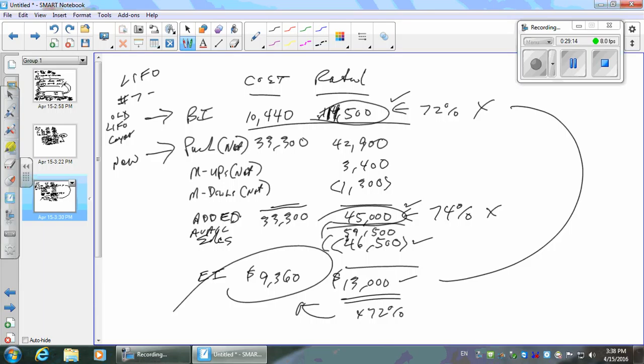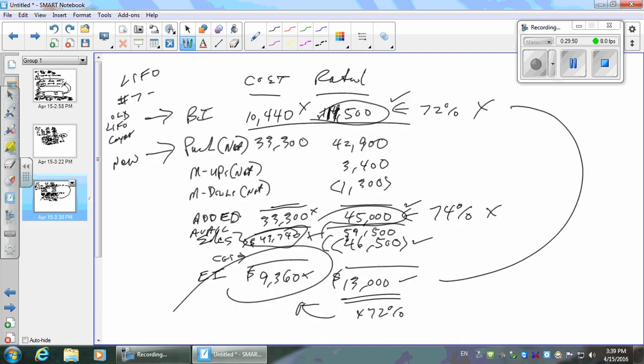Are we good? What's the cost of goods sold? You can say 10,440 beginning plus 33,300. How much is available? Those two added together is how much? 43,740. Right? That's what's available. What's my cost of goods sold? Must be the difference between 43,740 and 9,360, huh? It's got to be. Okay.